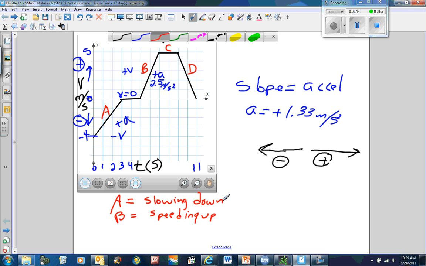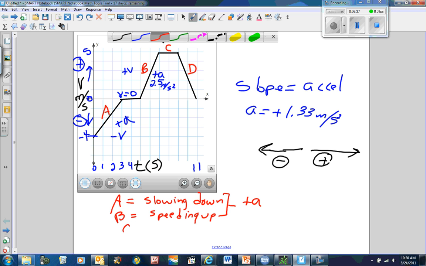And both of these have a positive acceleration, but one, section A, has a negative velocity, and the other, section B, has a positive velocity. So you can have the same type of acceleration, positive, because it's a positive slope, but still be either slowing down or speeding up depending on the direction you're moving, all right?